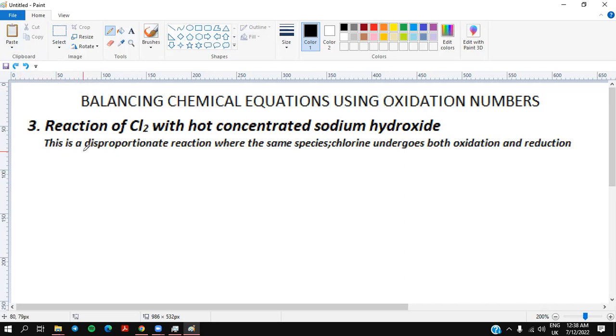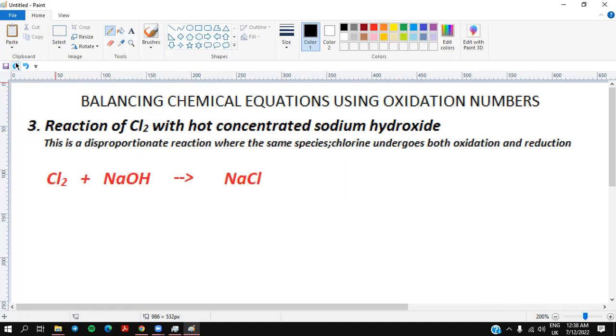What is a disproportionate reaction? The same species, in this case chlorine, undergoes both oxidation and reduction. In the earlier two examples we discussed, when one species undergoes reduction, another species undergoes oxidation. In this case, the same thing, chlorine, undergoes oxidation and reduction. So we call it a disproportionate reaction. In this disproportionate reaction, make sure that we have to use hot concentrated sodium hydroxide, chlorine, react with sodium hydroxide.